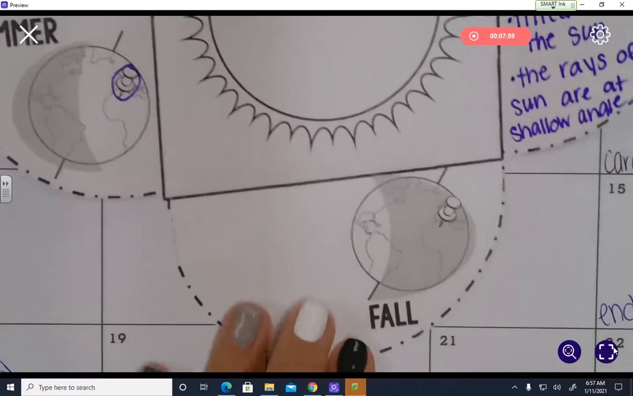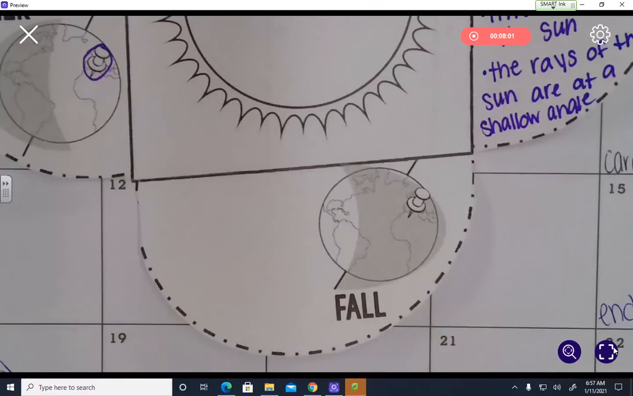What do you think is going to happen during the fall? I want you to think about it for a second. I'm going to give you a minute. Think about it. All right, what'd you come up with? Good. It's the same thing as the springtime. You're not tilted away. You're not tilted towards. You're still in between. Okay?